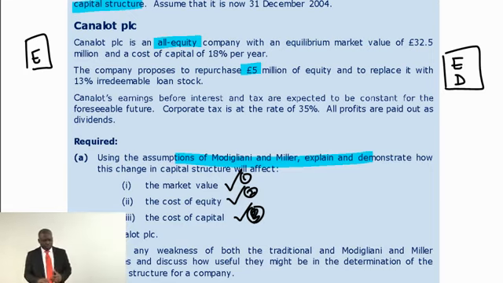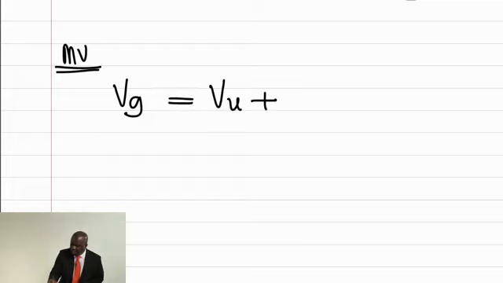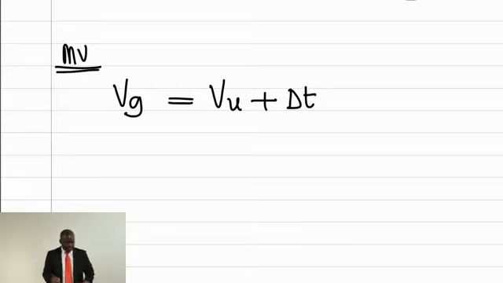So what would we do? If I want market value, Miller and Modigliani told us that in the world of tax, the market value of a geared company should be equal to the market value of ungeared plus the present value of the tax savings. So for the market value, I will say the value of the geared should be equal to the value of the ungeared plus the DT.